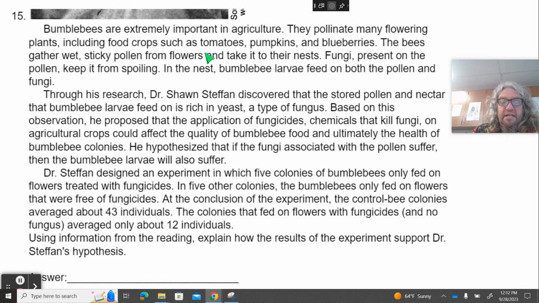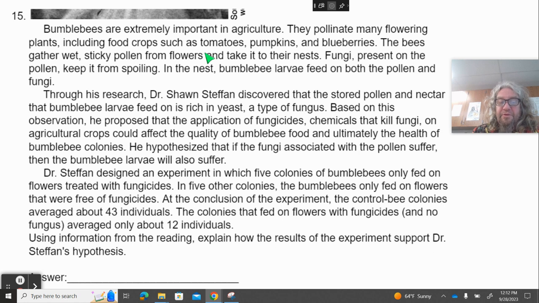Dr. Steffen designed an experiment in which 5 colonies of bumblebees only fed on flowers treated with fungicides. In the other 5 colonies, the bumblebees only fed on flowers that were free of fungicides. At the conclusion of the experiment, the control bee colonies averaged about 43 individuals. The colonies that fed on flowers with fungicides and no fungus only averaged about 12 individuals.